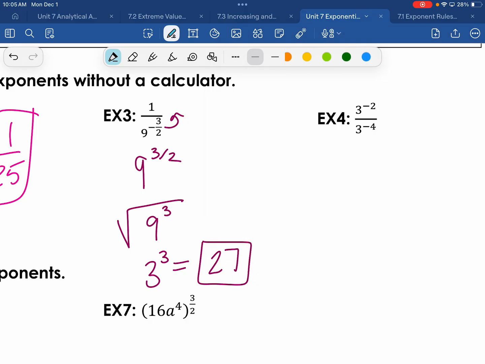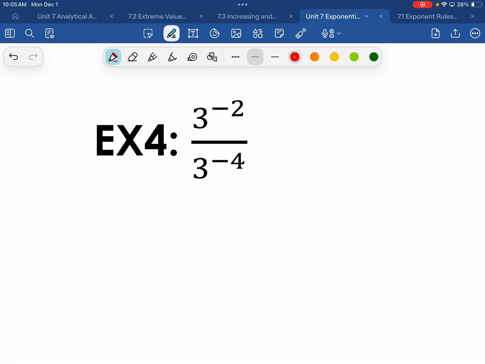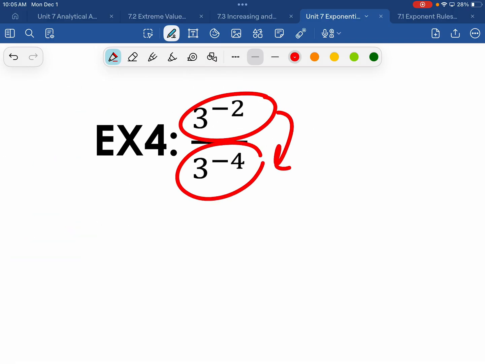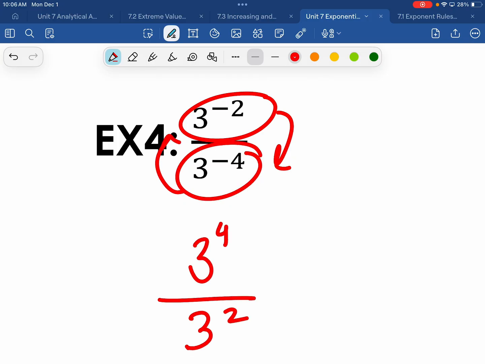Alrighty, and then my last one here, and there's a couple different ways you could do this. You could get rid of your negatives by flipping them around, which might be the easiest one. So I'm going to move this guy to the bottom, and I'm going to move this guy to the top to get rid of my negative exponents. And then what do you do to your exponents when you're dividing? Subtract. So that's going to be 3 to the what? 2. Now the 3 stays 3, so you don't do anything with the 3. 4 minus 2 is 2. And then what's 3 squared? 9.